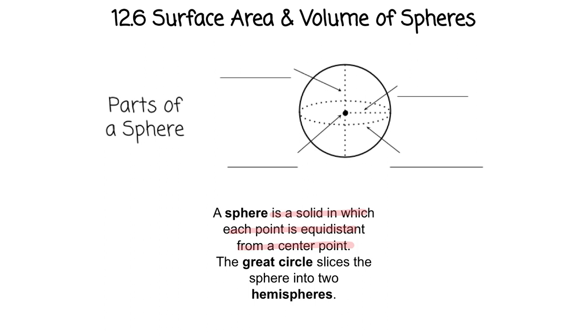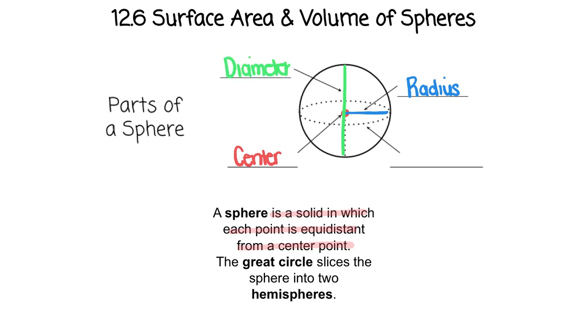Now, there's a couple vocabulary terms that we're going to remain familiar with from our previous unit, which is that this guy right here is the center of the sphere. Just like we have the center of a circle, we have a center of a sphere. Likewise, this guy right here is our radius. It goes from the center of the sphere to a point on the sphere. The distance all the way across would be the diameter.